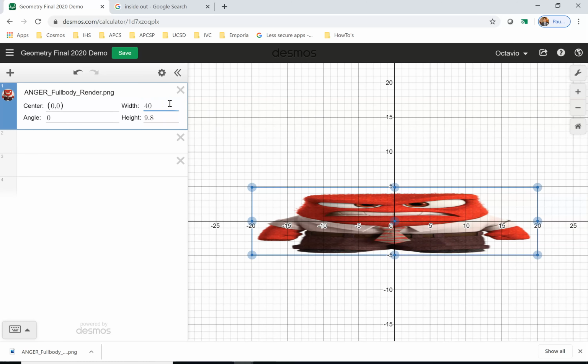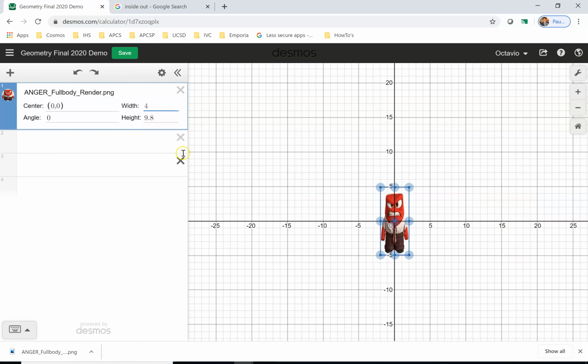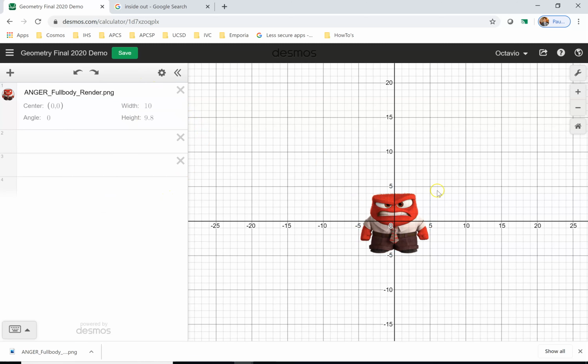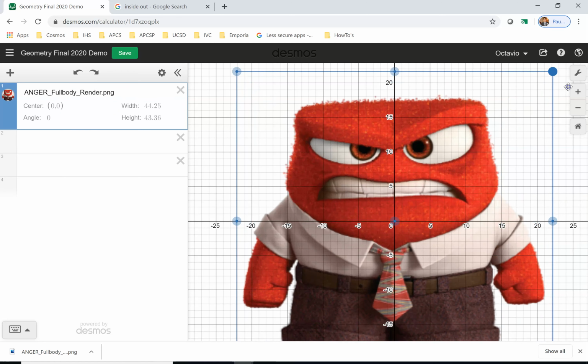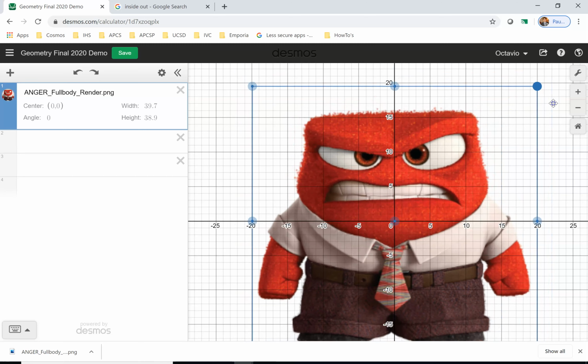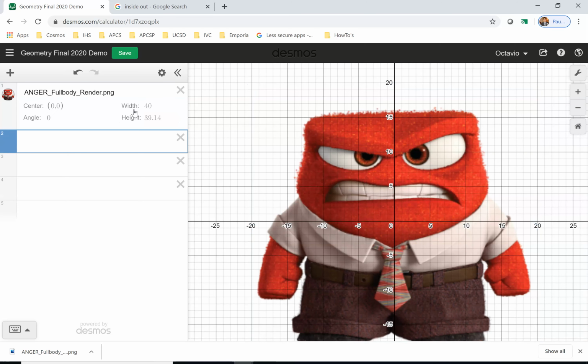Oh, it didn't lock the aspect ratio. Let me undo that. Okay, let me leave it at 10. Let me see, there should be an option here. Well, let me just drag. I'm going to drag it here to 40, right? Let me put here 40. Oh, it doesn't change. It should change the height, and it didn't. So I'll just leave it like that.